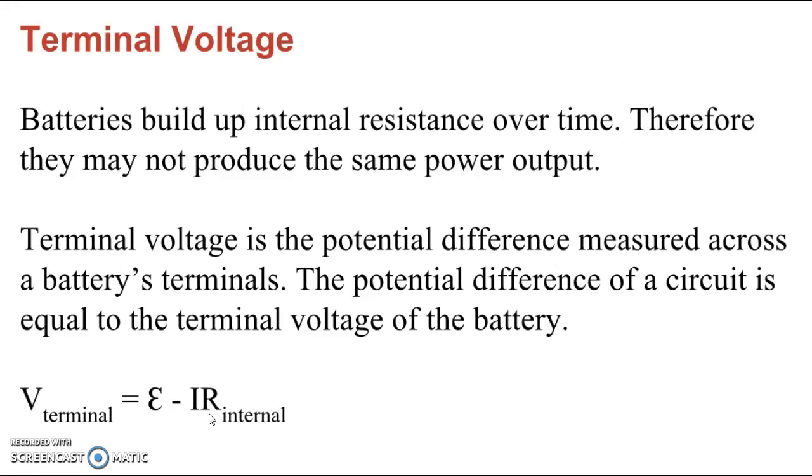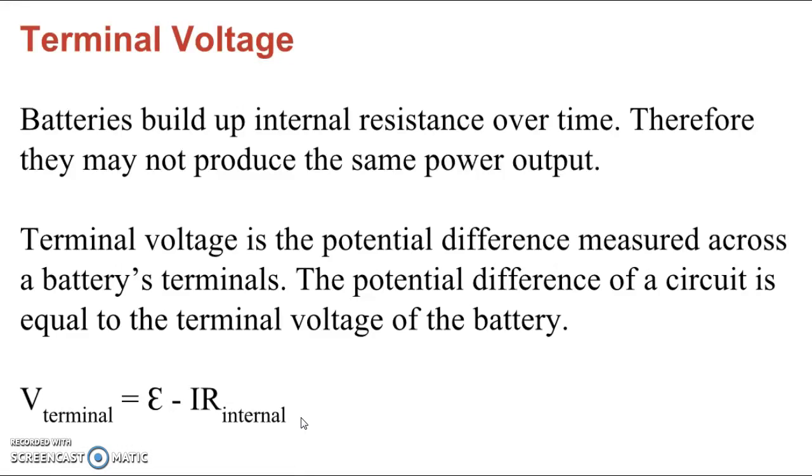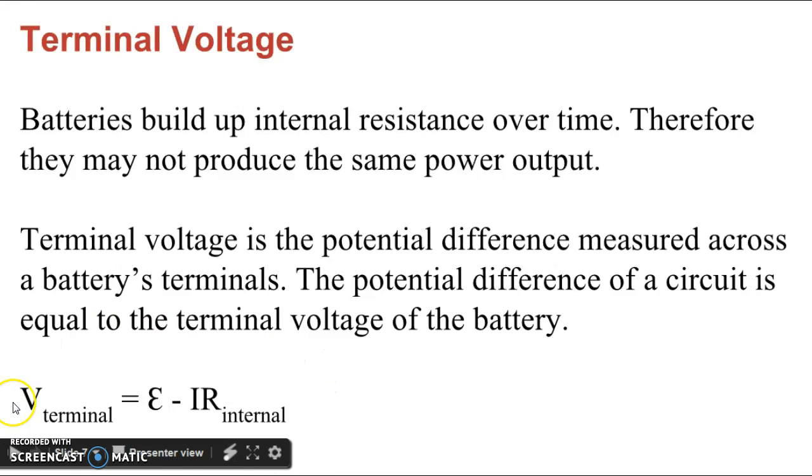So remember, from Ohm's law, V is equal to I times R. So this is basically just subtracting the potential difference that the battery uses because of its internal resistance. So if you need to calculate the terminal voltage of a battery, or the internal resistance of a battery, or maybe you have the terminal voltage and you want to calculate the battery's EMF, this is basically the formula you're going to use.